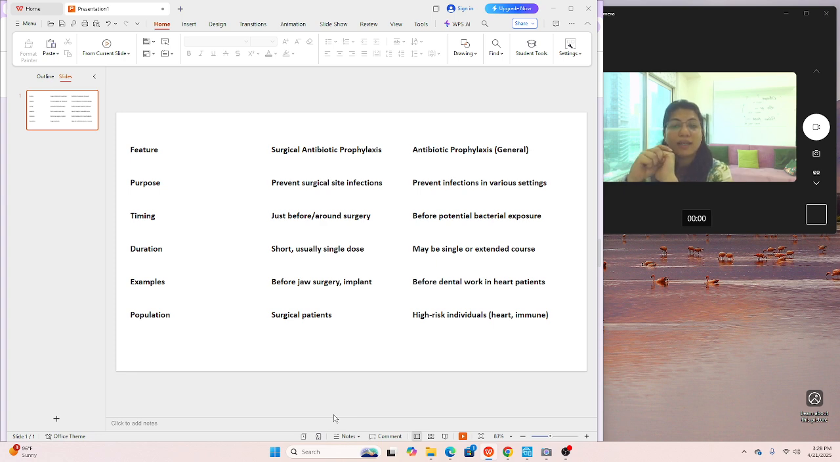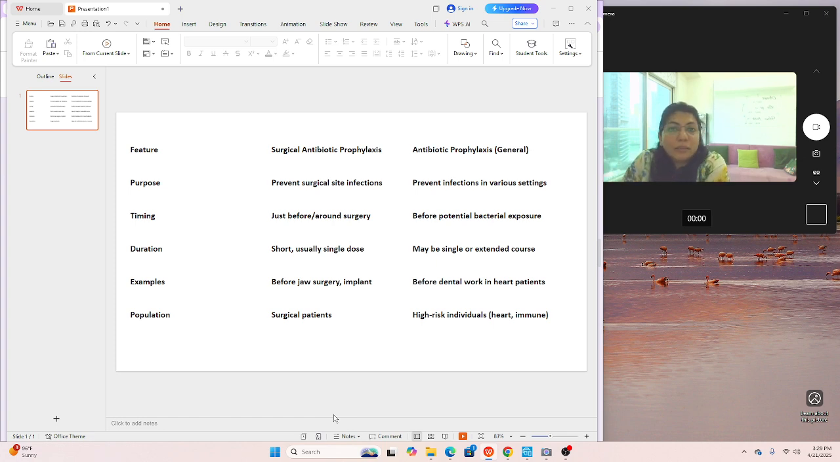Now, what is the example for a general antibiotic prophylaxis? That's before dental work in heart patients. What is the population? High risk individuals, that's immunocompromised patients and those with infective endocarditis.